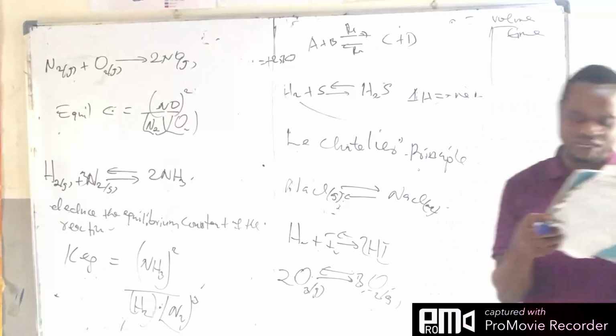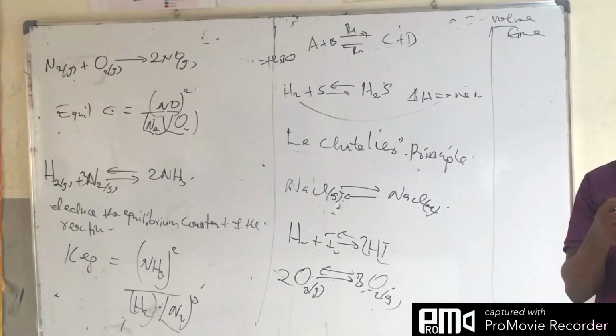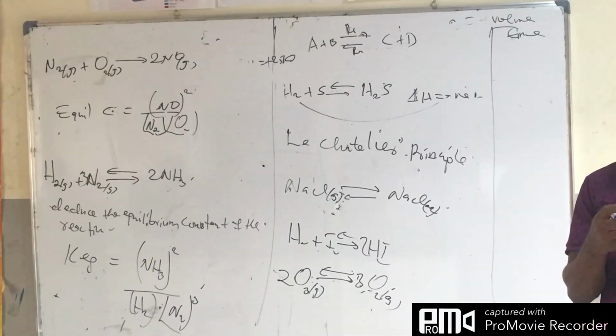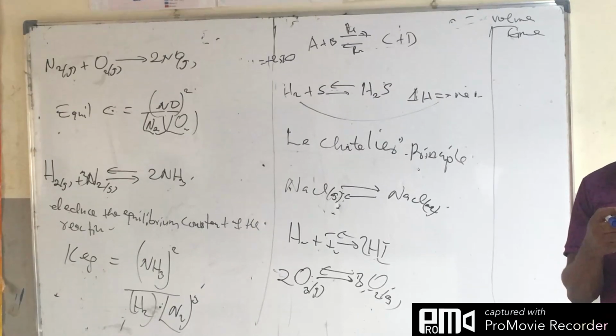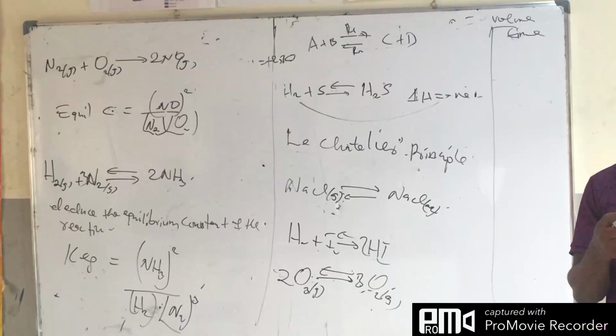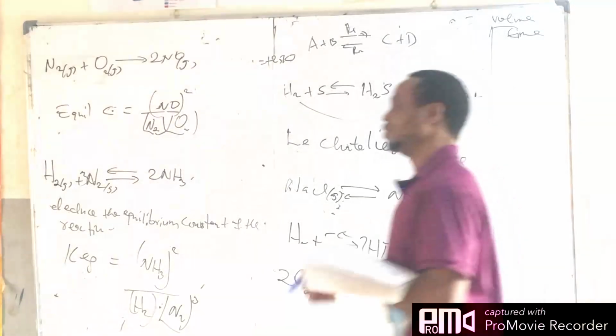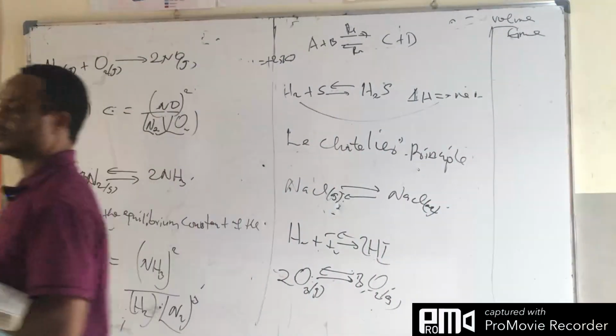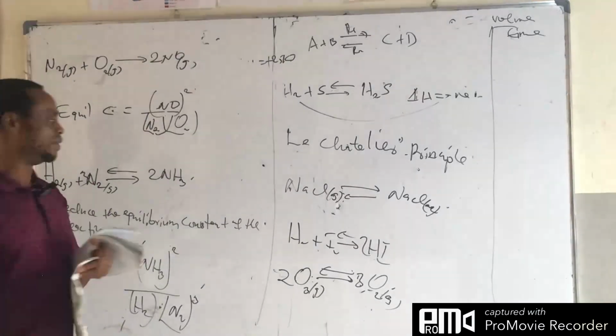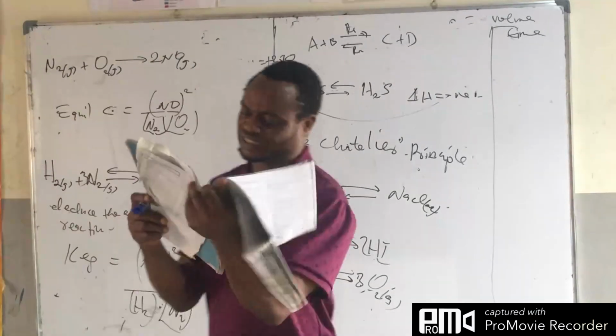Then finally, you have another one that says 2NO2 gas, double arrow, N2O4. Which of them will not be affected by pressure change?